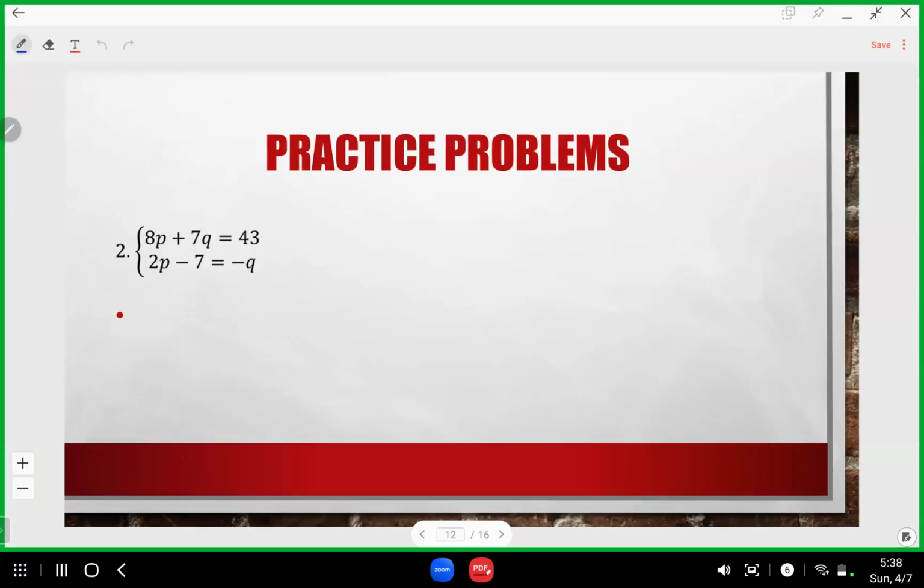So 8p plus 7q is equal to 43. We can't really use that one, so I'm not going to use that one. Instead, I see an isolated q here, which is negative. So we might as well make it positive by multiplying both sides by negative 1. q is just going to be equal to 7 minus 2p. Now that we got that sorted out, we can substitute this in for q in the first equation. 8p plus 7 times (7 minus 2p) is going to be equal to 43.